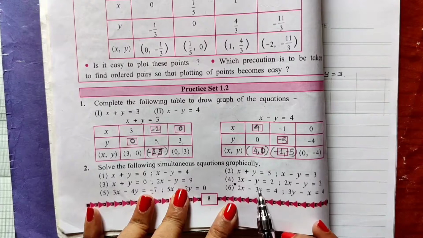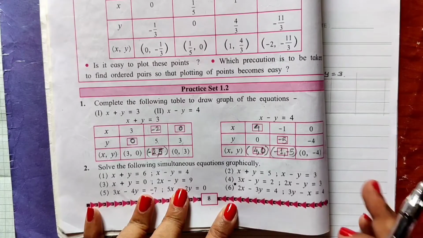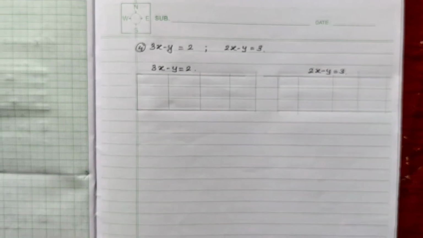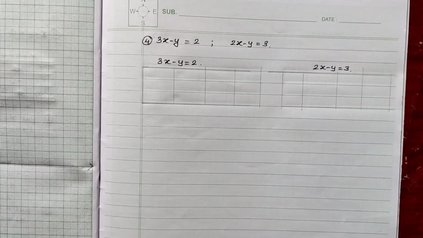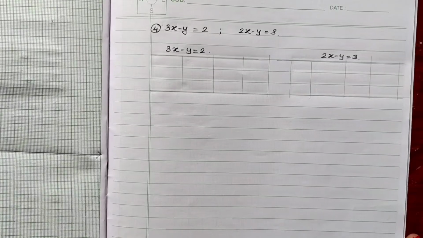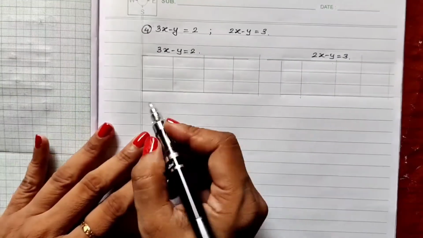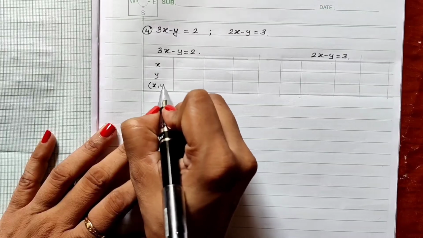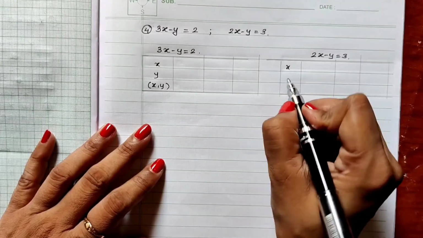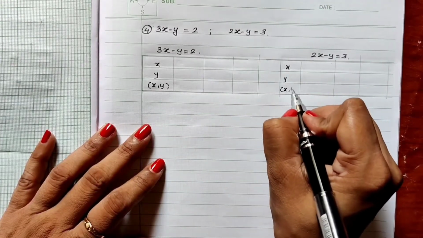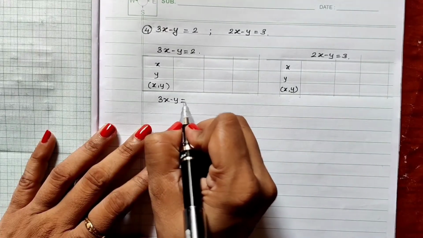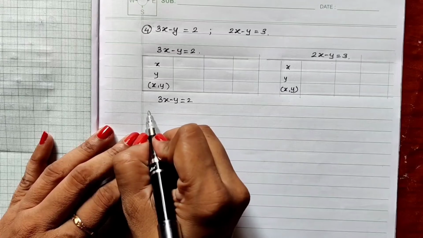Fourth sum, 3x minus y is equal to 2, 2x minus y is equal to 3. Very easy. Let us solve. First we have to write the coordinates in a table. Now first equation, 3x minus y is equal to 2. We can put any value of x.